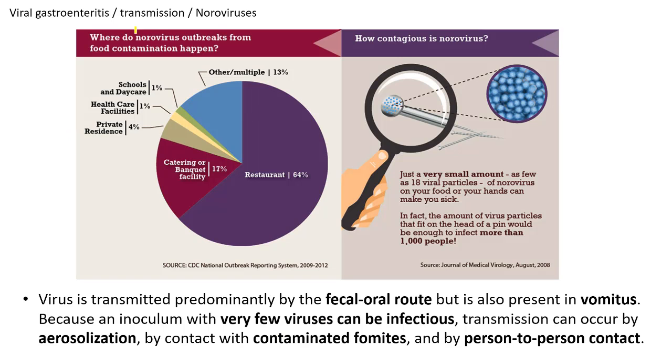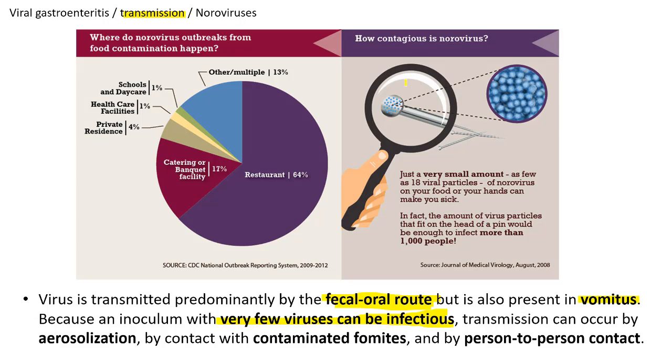As for the transmission of noroviruses, they usually take place through the fecal-oral route. But it's also present in the vomitus. So when a person vomits, you can have a group of viruses found in the vomit, and anyone who gets in contact with this vomit can also get gastroenteritis. So it's not only the fecal-oral route. And this is important because very few viruses can be infectious.